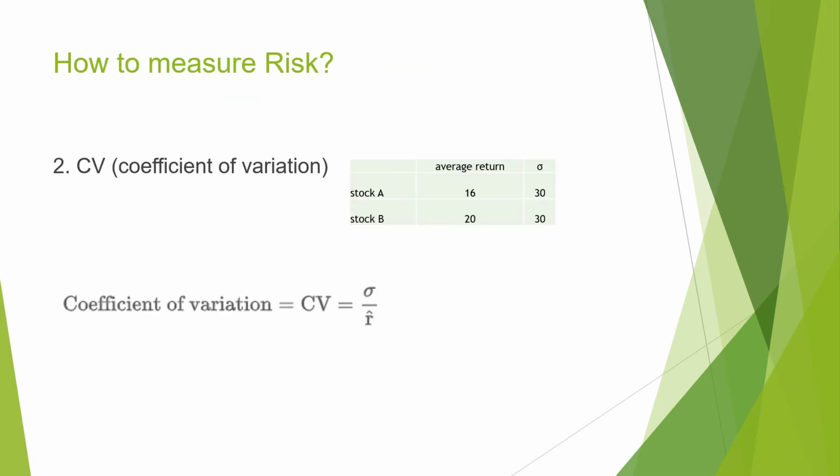Now, the second method is called the coefficient of variation, CV, where the formula is standard deviation divided by expected rate of return. Well, really, we can find out the expected rate of return by weighted average.